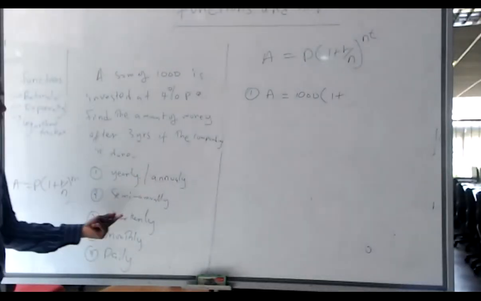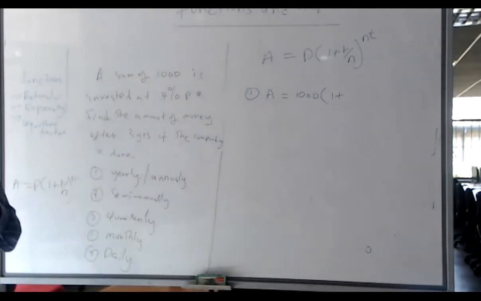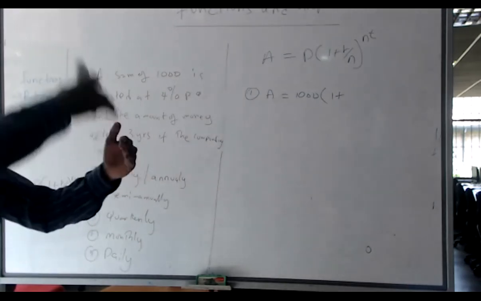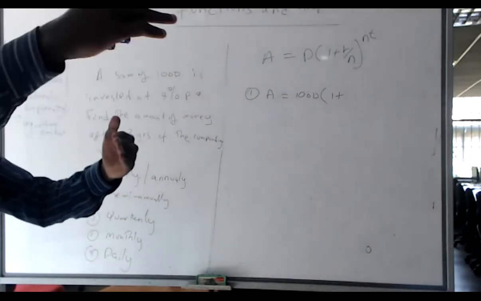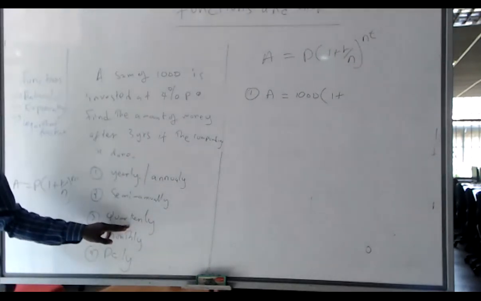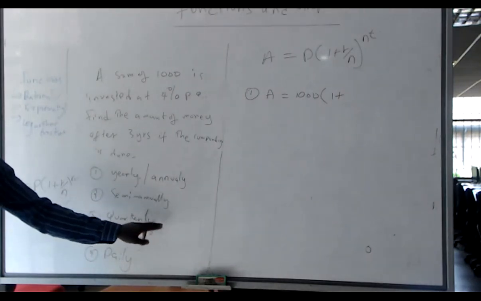The compounding is done yearly, annually, semi-annually. So semi-annually means after every 6 months. So the first 6 months is the first period, then the second 6 months, second period, all the way for 3 years. Then quarterly. I mean a quarter of a year. How many months are there in a quarter of a year? 3 months. So this one you do compounding after every 3 months.